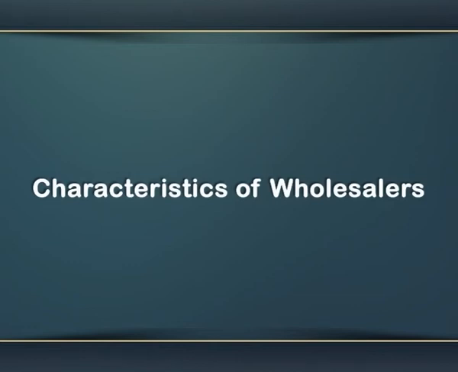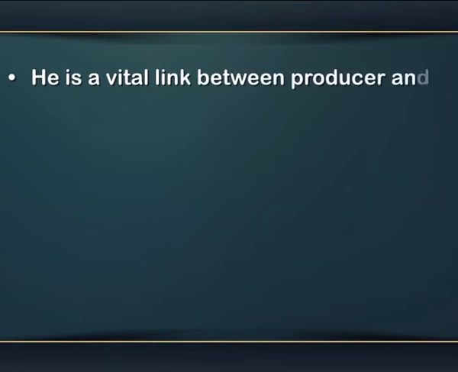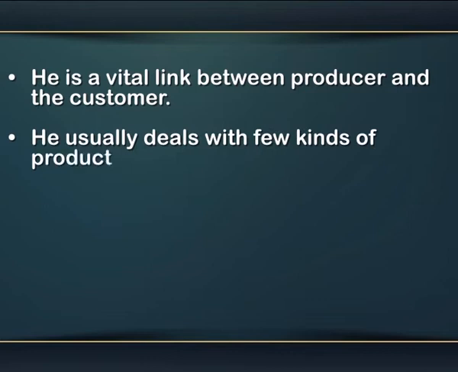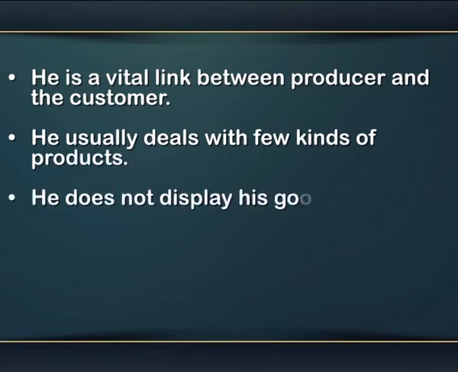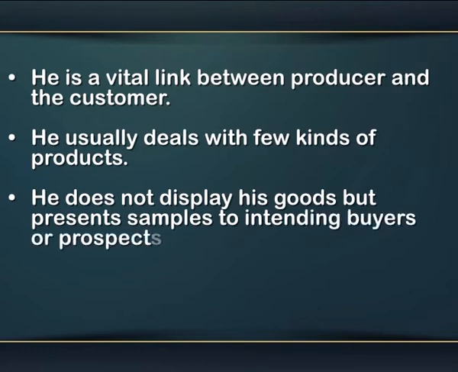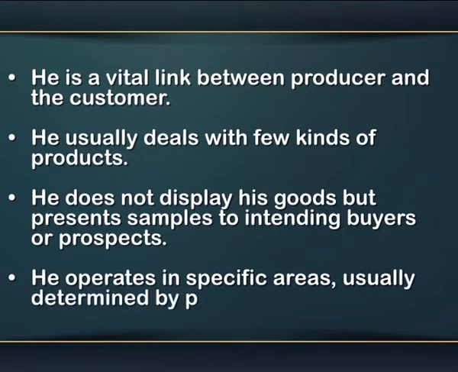Characteristics of wholesalers. He is a vital link between producer and customer. He usually deals with few kinds of products. He does not display his goods but presents samples to intending buyers or prospects. He operates in specific areas usually determined by producers.